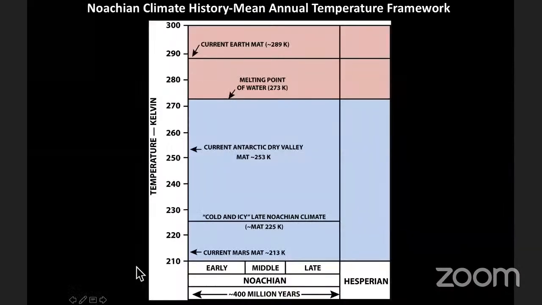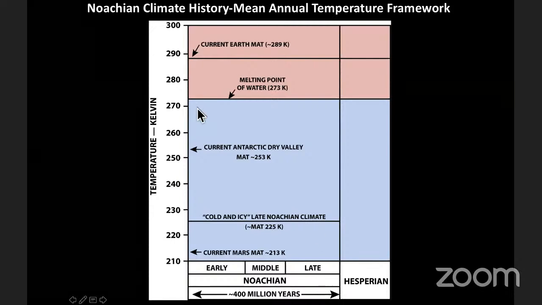So let me introduce this chart here to work us through the last period of time, thinking about: was early Mars warm and wet or cold and icy? This is very simply a paradigm chart, if you will, where we're looking at temperature in Kelvin along this axis, 210 to 300, and geological time here. This is the Noachian period leading into the Hesperian, early, middle, and late Noachian. It's about 400 million years long.